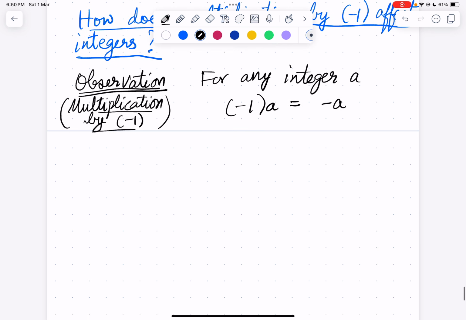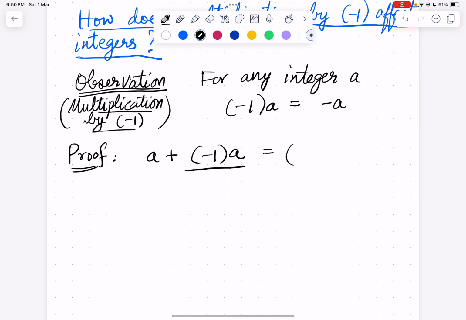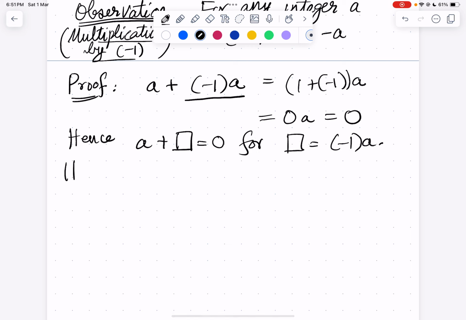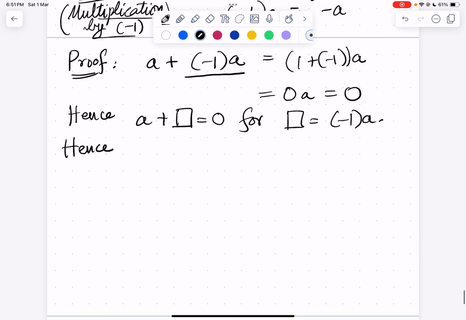Okay, so here is a proof. Let's consider a plus -1 times a. This is 1 plus -1 times a, which equals 0 times a, which is equal to 0. Hence a plus box equals 0 for box equals -1 times a. Hence, by definition of minus a, we can write -1 times a equals minus a. Hence -1 times a is the additive inverse of a.